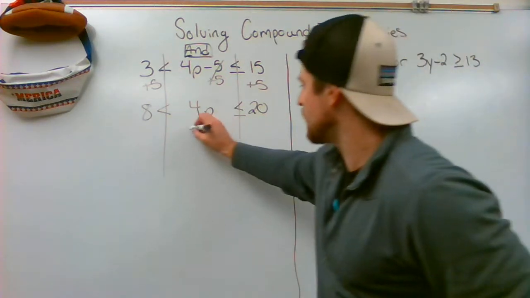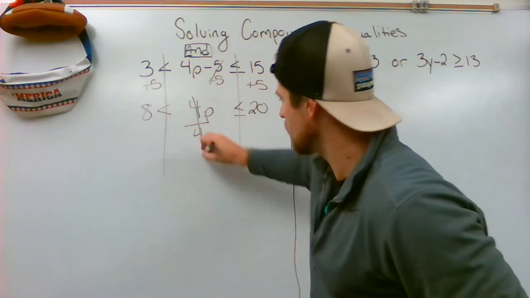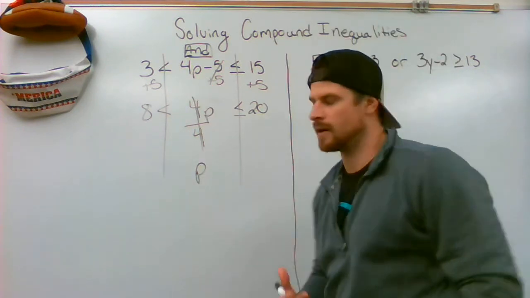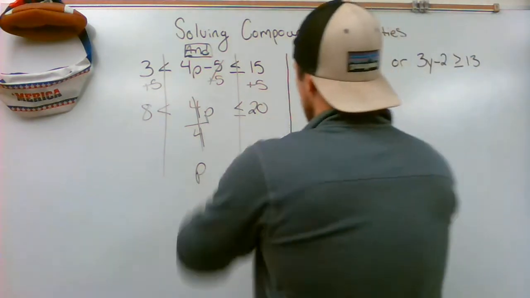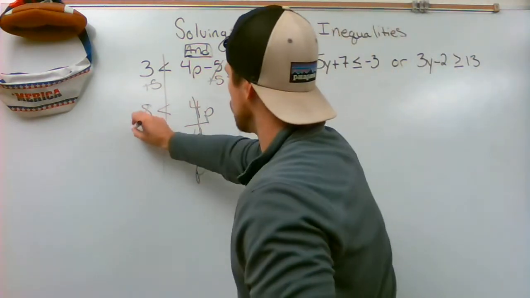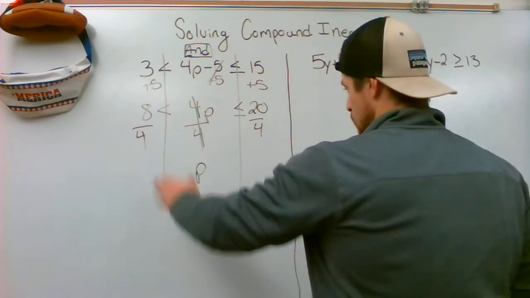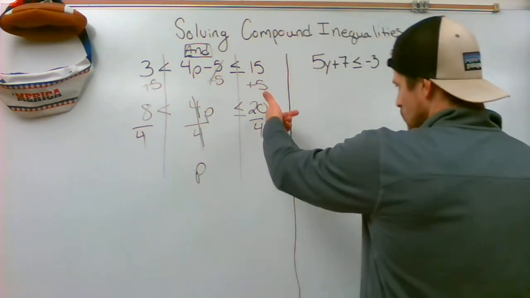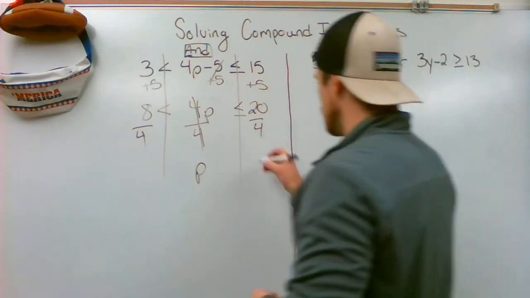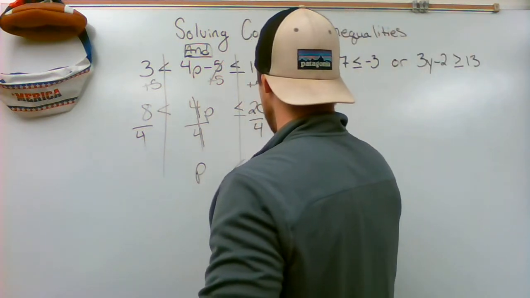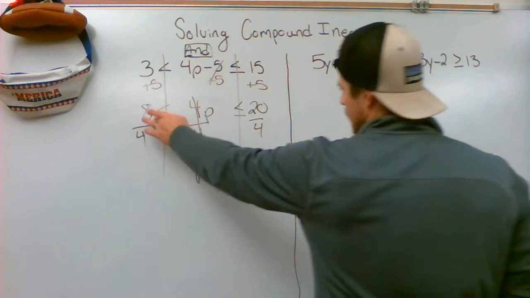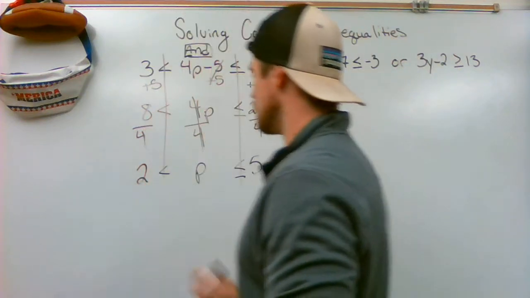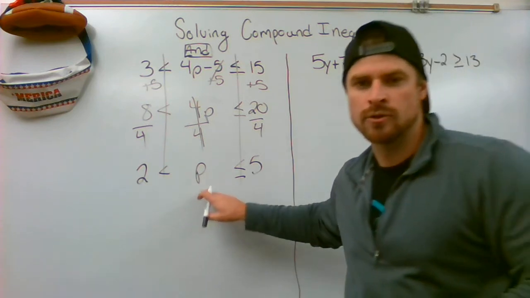Now I need to divide by 4 to get rid of that 4. Isolate the variable of p, which is always our goal. Divide by 4 on the right side. Divide by 4 on the left side. So again, we're just doing it 3 times now because we have 3 columns. 20 divided by 4 is a 5. 8 divided by 4 is a 2. I now have my solution written out.